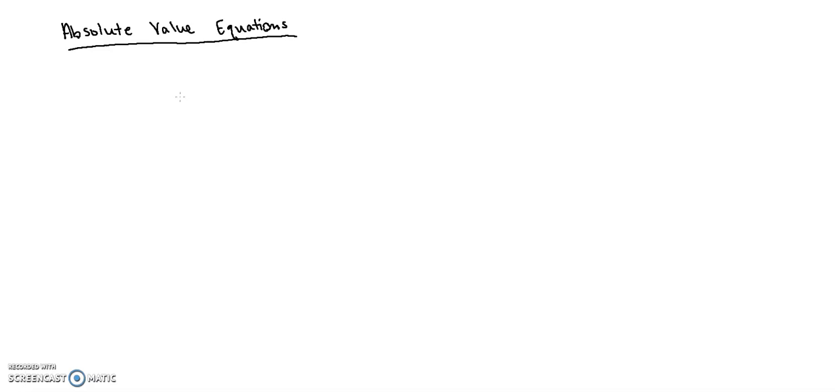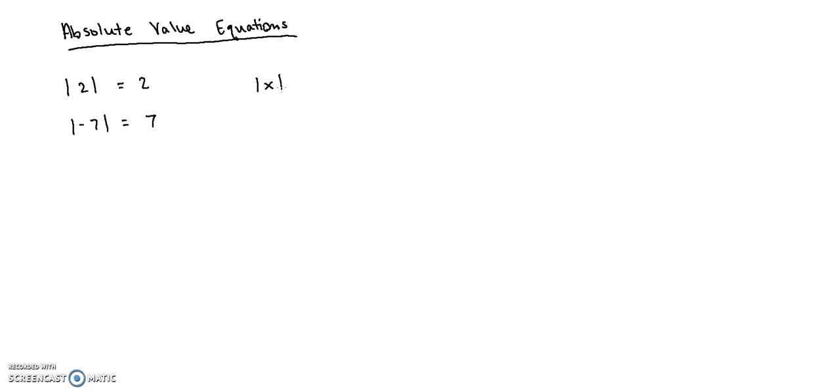Let's take a look at absolute value equations. So hopefully you remember the basic definition of absolute value in general. If you have an absolute value, it's the distance from zero on the number line. So if you have a positive number, it stays the same. And if you have a negative number, it's the distance from zero. So distance is always positive. It changes that number into a positive.